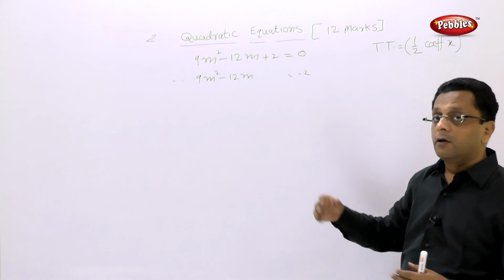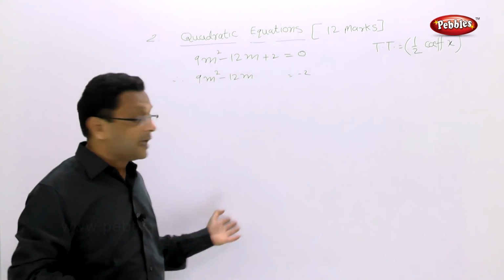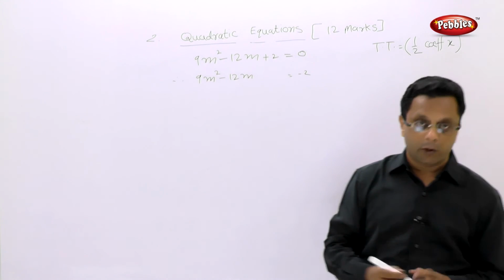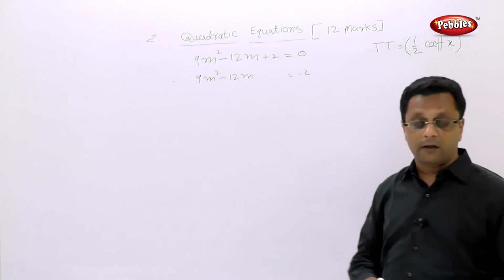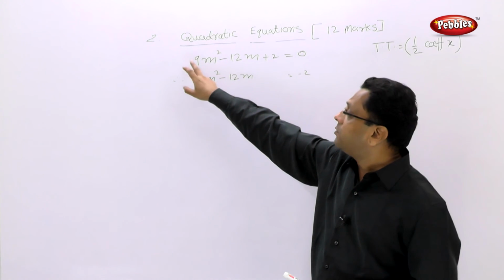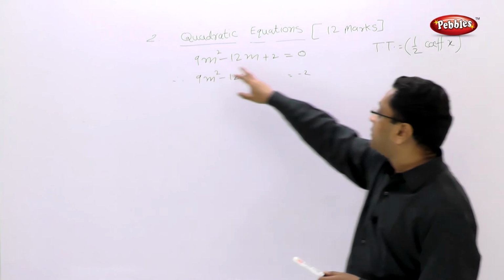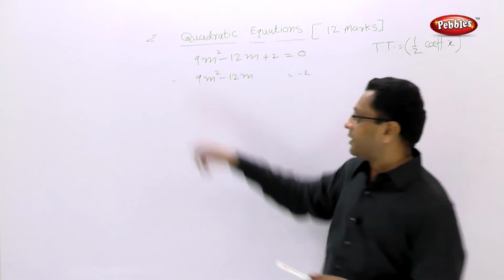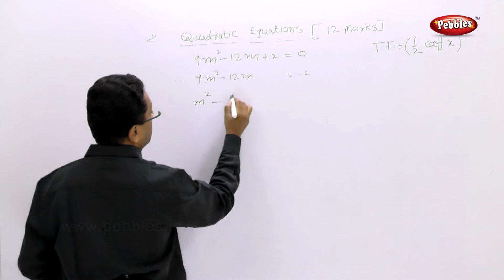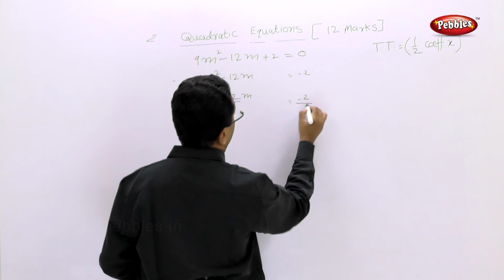Now you will ask me, then why did we multiply to eliminate that denominator 4? That was after adding the third term. Okay, at the time of adding the third term, or at the time of finding out the third term, this coefficient should not be there. So now what you have to do, you have to divide this equation by 9. So I am dividing this by 9, so I will get m square minus 12 upon 9m is equal to minus 2 upon 9.